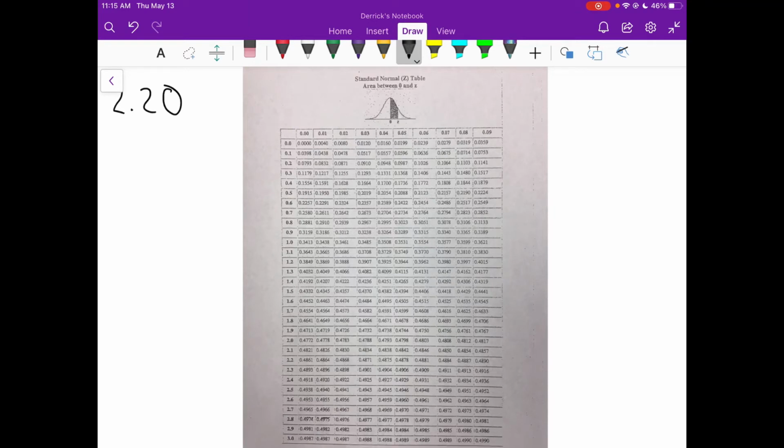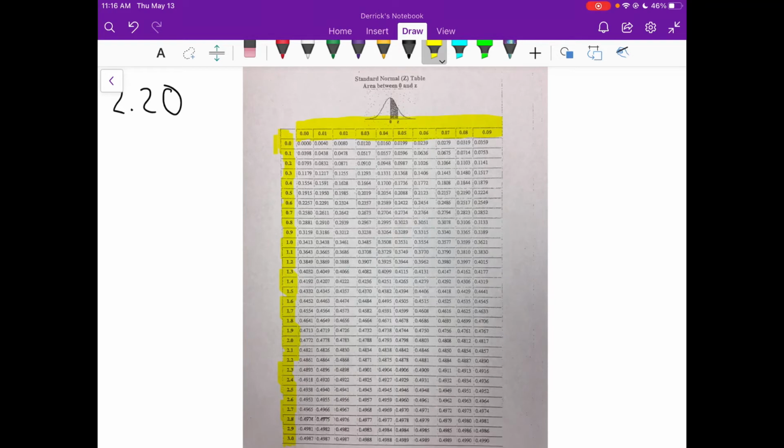We want to use this chart to be able to find our percentage. Now, the way this works, on the left column here, you've got your whole digit, your actual integer digit, and then your tenths place, your first decimal. Your top row has your hundredths place decimals.